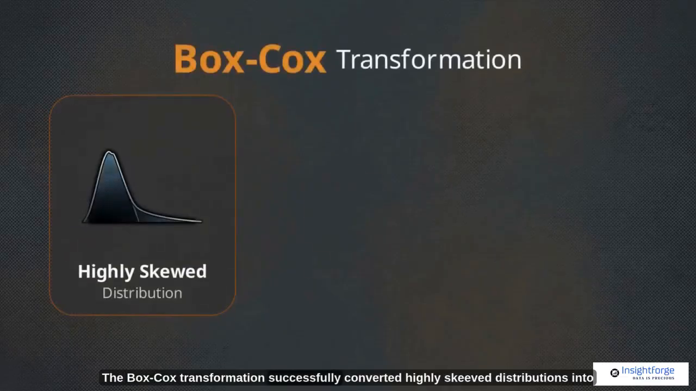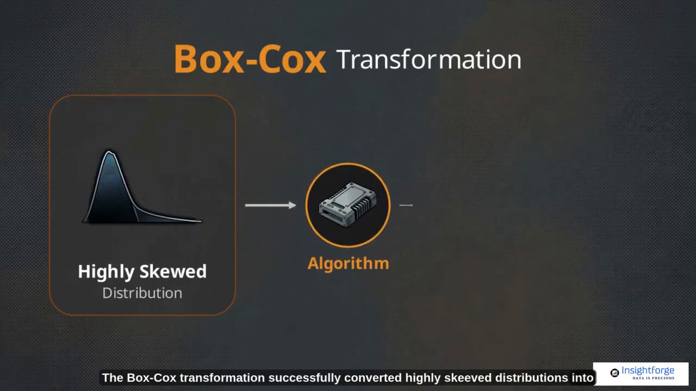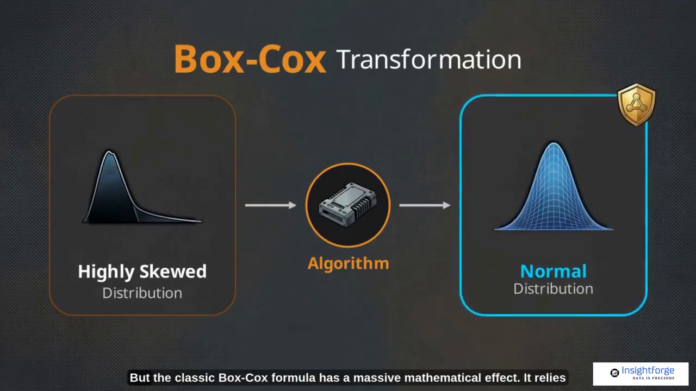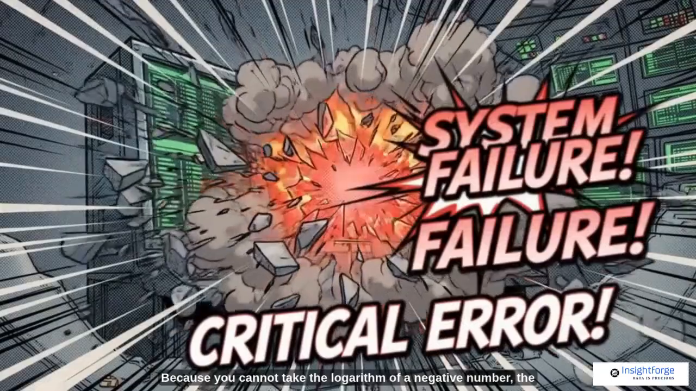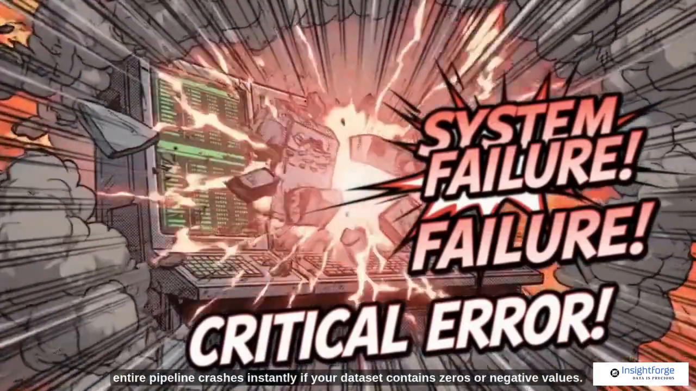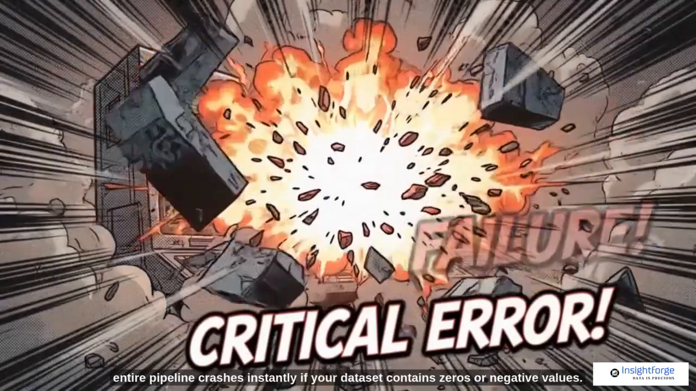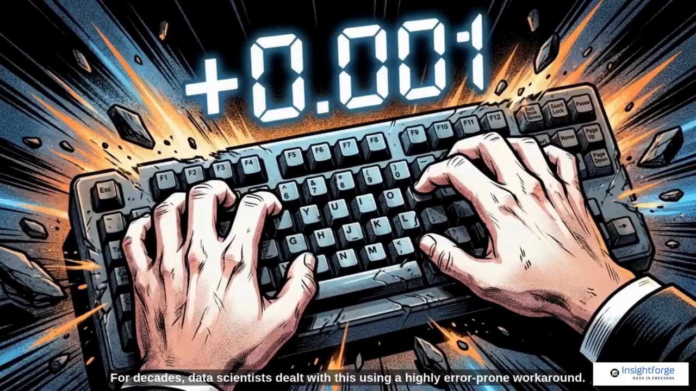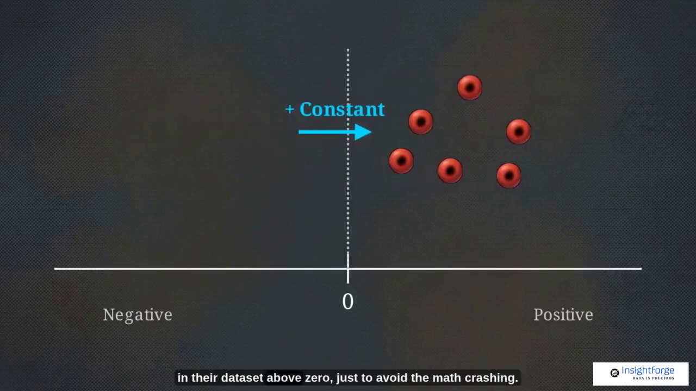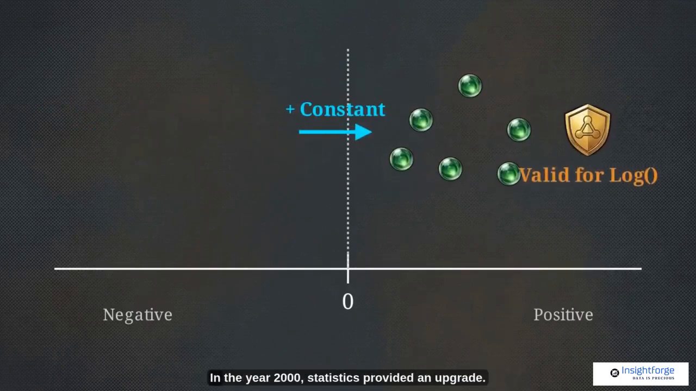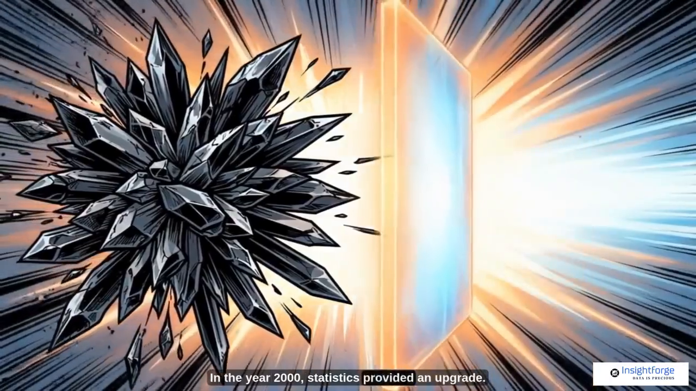The Box-Cox transformation successfully converted highly skewed distributions into approximate normal distributions. But the classic Box-Cox formula has a massive mathematical flaw. It relies on logarithms and fractional power calculations. Because you cannot take the logarithm of a negative number, the entire pipeline crashes instantly if your dataset contains zeros or negative values. For decades, data scientists dealt with this using a highly error-prone workaround. They manually added a small constant to shift every single value in their dataset above zero just to avoid the math crashing.